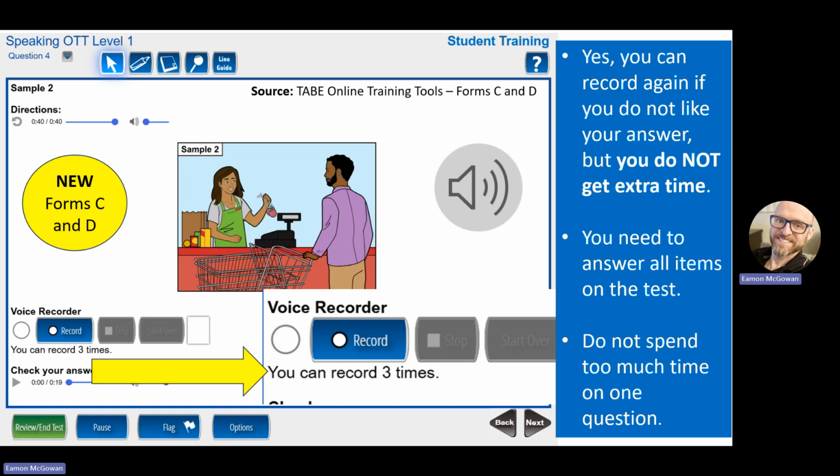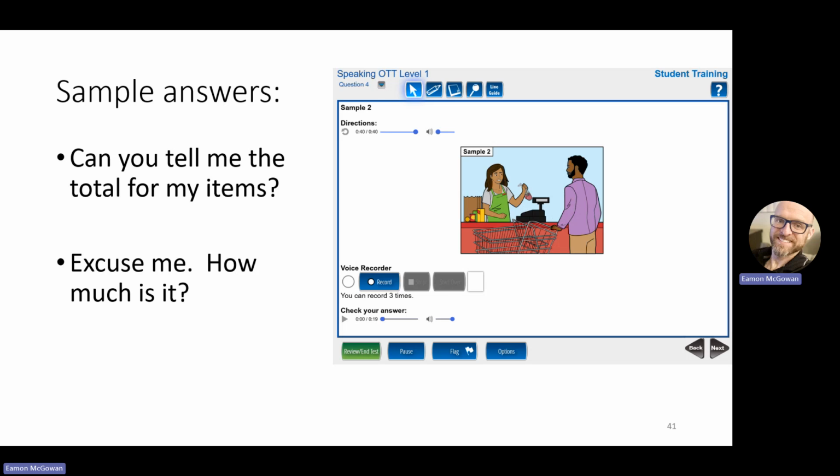So that's why this time management piece is so key. By the way, this is Form C and D, and you can listen to this in our resources. And here are some sample answers. Again, these are things that you can use in our class. In your classes, we have many, many more slides like this that you can use in your classrooms.